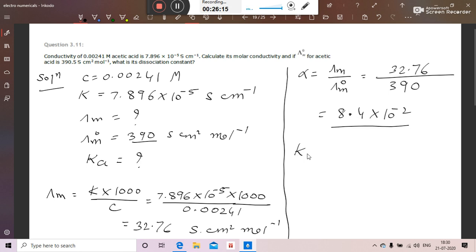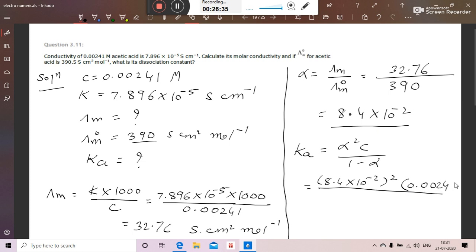Now we have to find out Ka. The direct equation of Ka is alpha square C upon 1 minus alpha. Alpha is 8.4 into 10 raised to minus 2, the whole square, into the initial concentration 0.00241, divided by 1 minus alpha. Alpha can be written as 0.084. On solving this, the final answer of Ka will be 1.86 into 10 raised to minus 5.